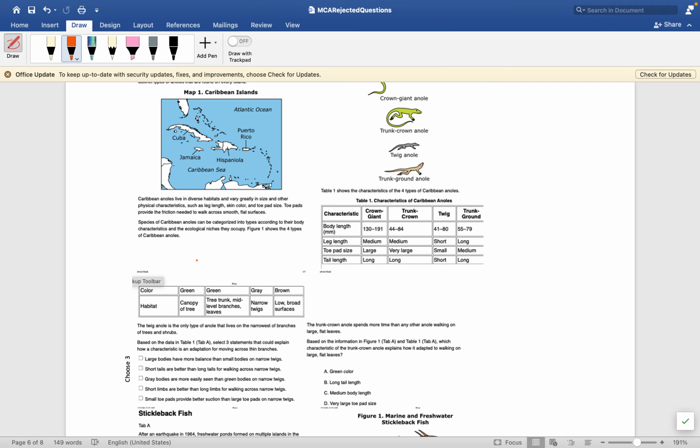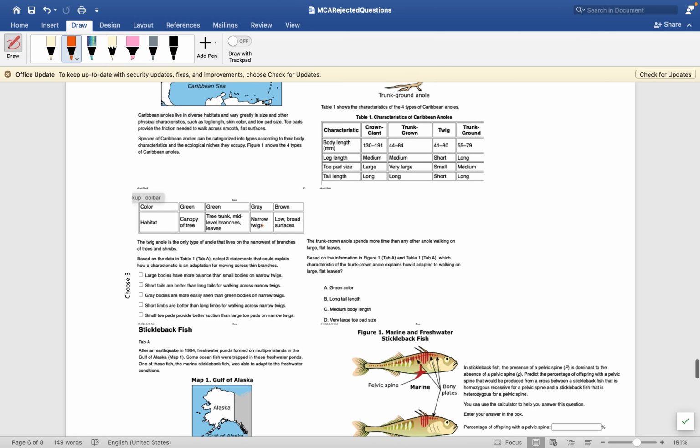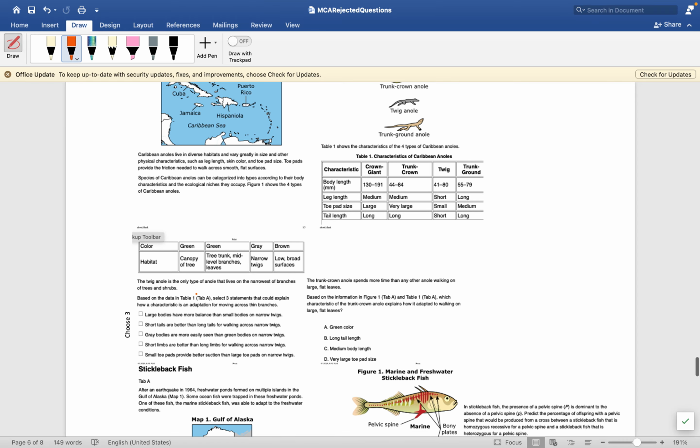Okay, and then toe pads provide friction needed to walk across smooth, flat surfaces. Species of the Caribbean anoles can be categorized into types according to their body characteristics and the ecological niches they occupy. Figure 1 shows the 4 types of them and some characteristics. Okay, and then the habitat. Okay, so the twig anole is the only type of anole that lives on the narrowest of branches of trees and shrubs, based on the data in Table 1. So this is Table 1.